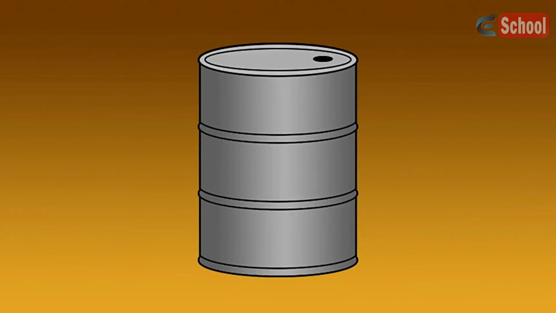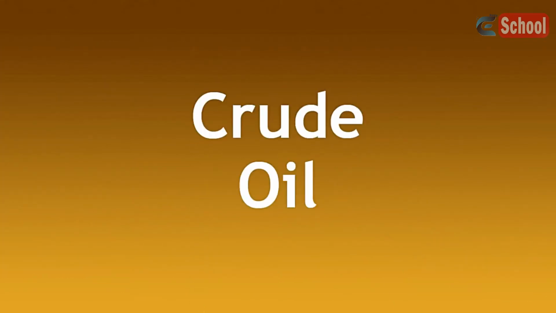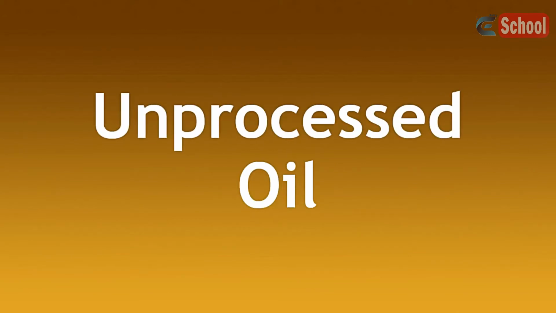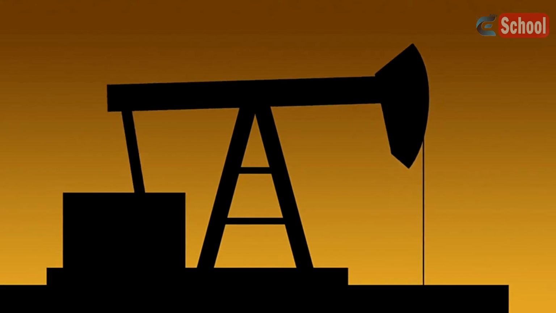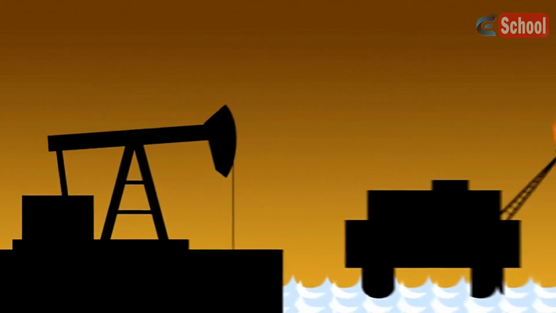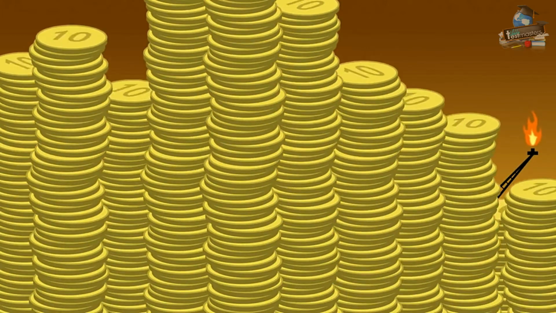In this video you will learn how fractional distillation separates crude oil into useful fractions. Crude oil is the term used to describe unprocessed oil. That is oil that has been taken directly out of the ground, either on land or under the sea. It is an exceptionally valuable resource.